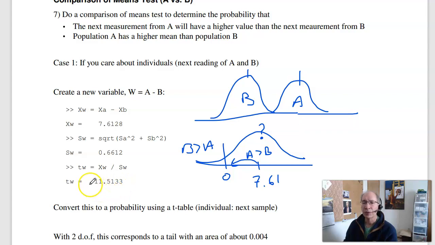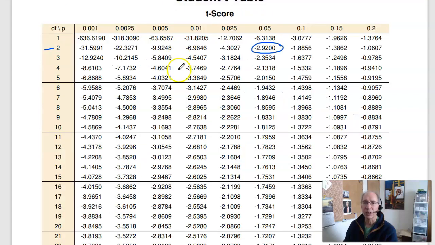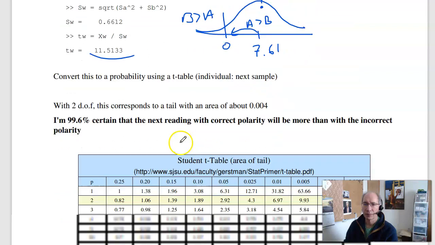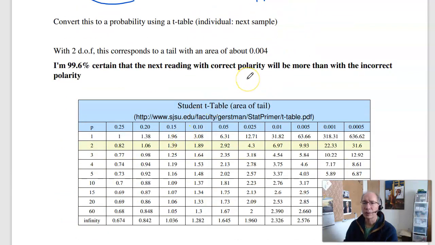To convert that to a probability, again, I have a sample size of 3, meaning 2 degrees of freedom. The t-score is 11.51. So I go over here at 11.51, and it's between these two numbers. Close to 0.05, it's about 0.004, eyeballing it. So it's like 99.6% certain that using the capacitor with the correct polarity will have a higher capacitance than a capacitor with the incorrect polarity.